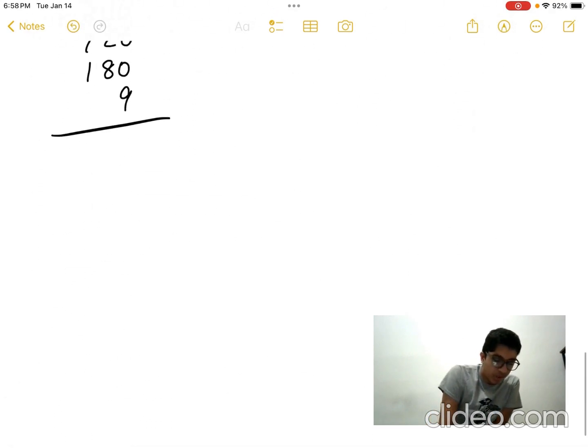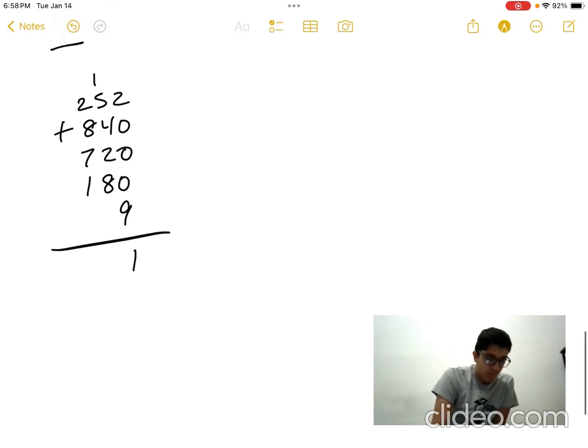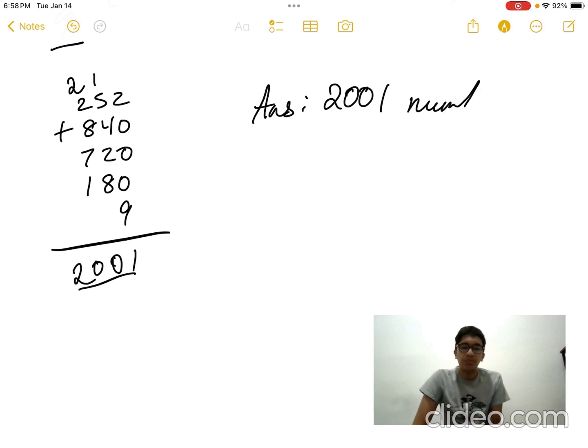Okay. 2 plus 9 is 11. Carry the 1. 1 plus 5 is 6. 2 plus 4 is 10. 2 plus 2 is 12. 18, 20. Right. 2 plus 2 is 4. 8. So 4 plus 8 is 12. 12 plus 7, 19. And equals 120. So we get a total of 2,001 numbers that satisfy the conditions for this problem.